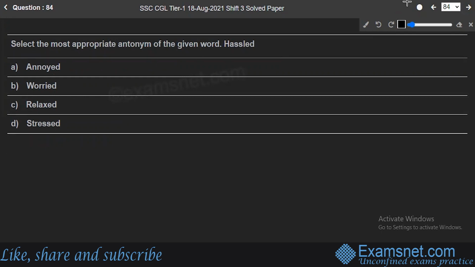Select the most appropriate antonym, that is the opposite word of the given word, and it is hassled. Options are annoyed, worried, relaxed, or stressed. Let's see the meaning of all the words one by one. Hassled means to annoy someone by asking him to do something a number of times.